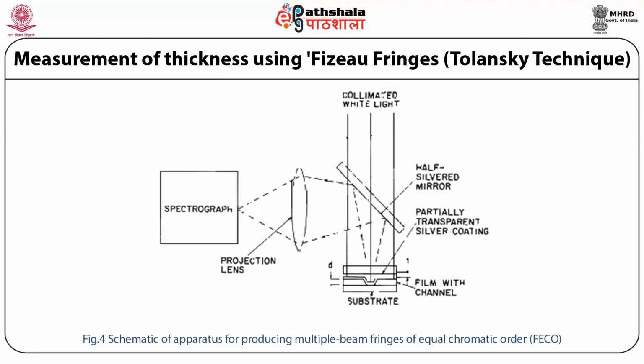Figure 4 shows the schematic of apparatus for producing multiple beam fringes of equal chromatic order, or FECO. You can see in the figure a collimated white light coming onto the substrate, in which it passes through a half silvered mirror, and then a partially transparent silver coating is also there.